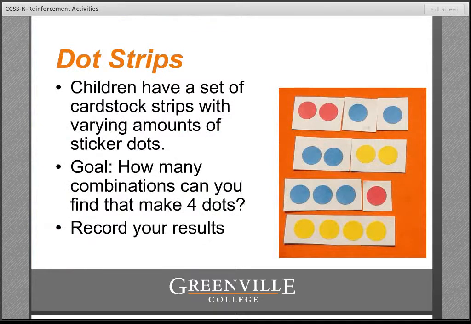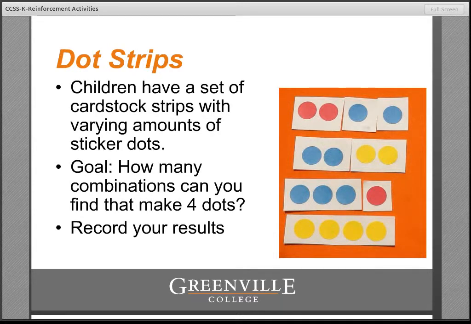So let's take a look at some of these reinforcement tasks that can be done fairly quickly. Some of them can use that number bond recording sheet or some other recording sheet that you design. In this one, the children get strips of cardstock that have dots on them, and there's varying numbers of dots. Some have 1, some have 2, 3, 4, so on. And the children are tasked with putting the cards together to create the target number and finding out how many different ways they can do that.